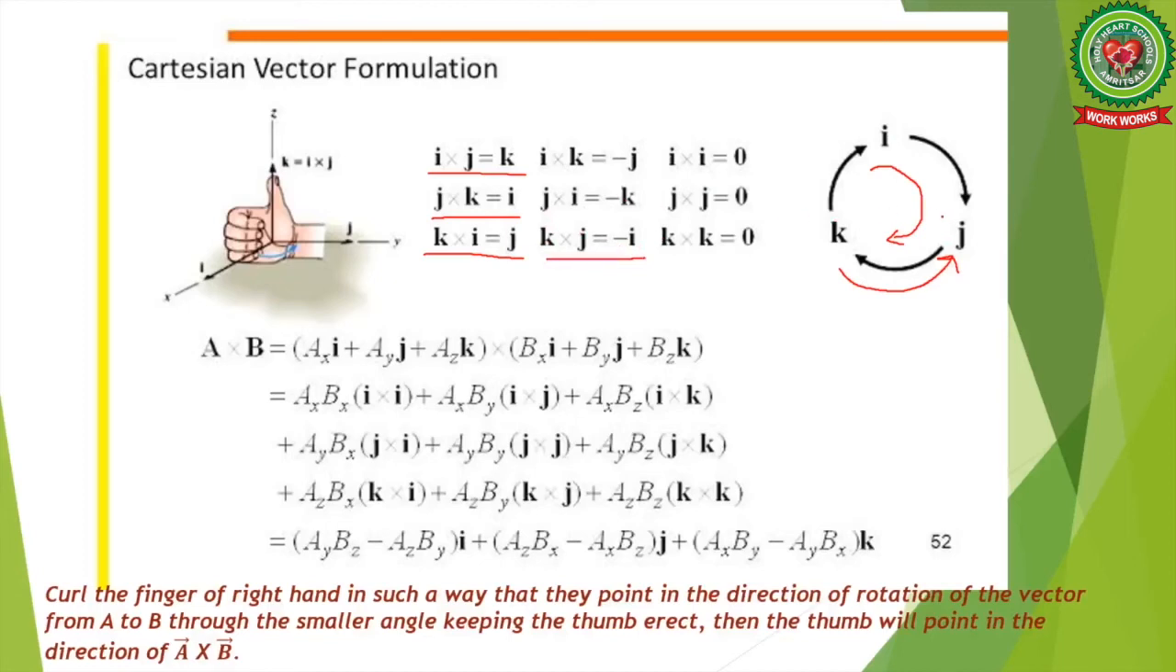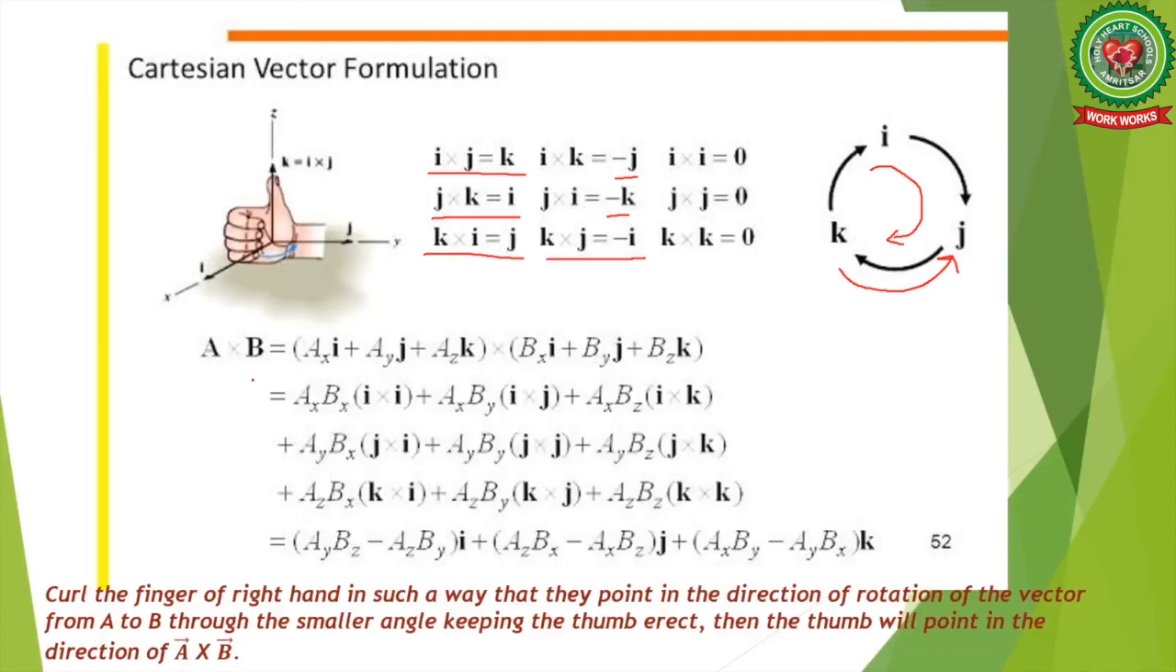j cross i will give us k with a minus, because we are going in the opposite direction. i cross k gives us the j vector with a minus. Alright, these are the results. And if we take i cross i, the answer is 0, j cross j is 0, k cross k is 0. So if we get another vector after doing the cross product of a and b, the answer is also a vector, so it must have magnitude as well as direction.